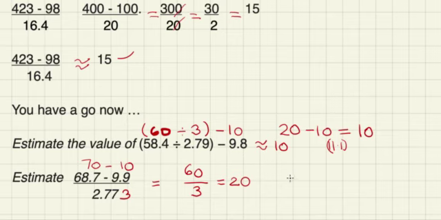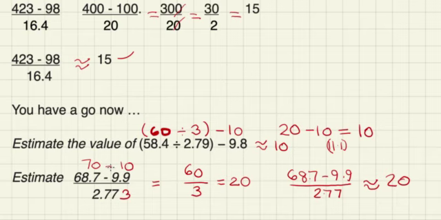So here we could write down 68.7 minus 9.9 divided by 2.77, and then these curly equal signs, 20. Now, only change these values if it asks you to estimate them. If it doesn't say estimate and it just gives you the values to calculate, then you must calculate it to the accurate level. So don't always round up or round down or whatever, but see if it says estimate.